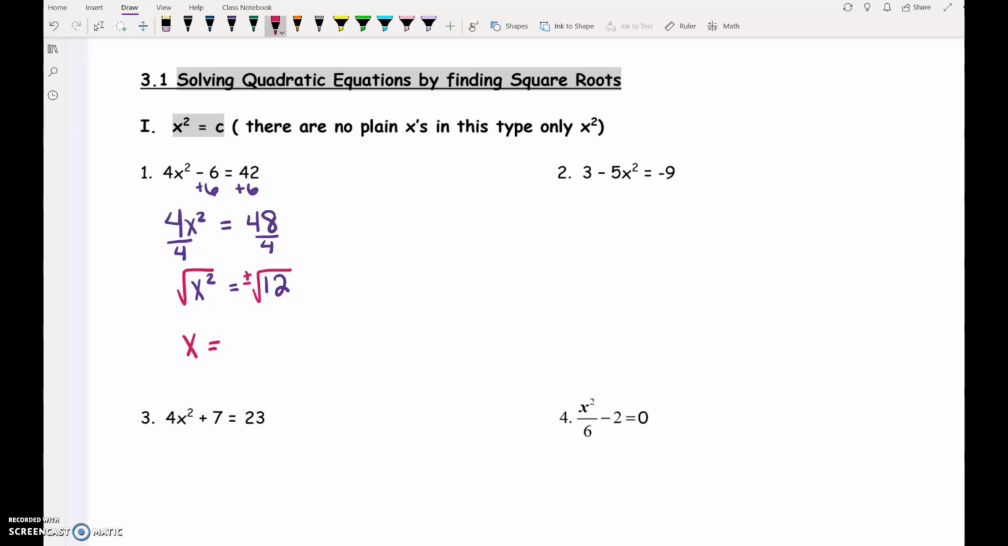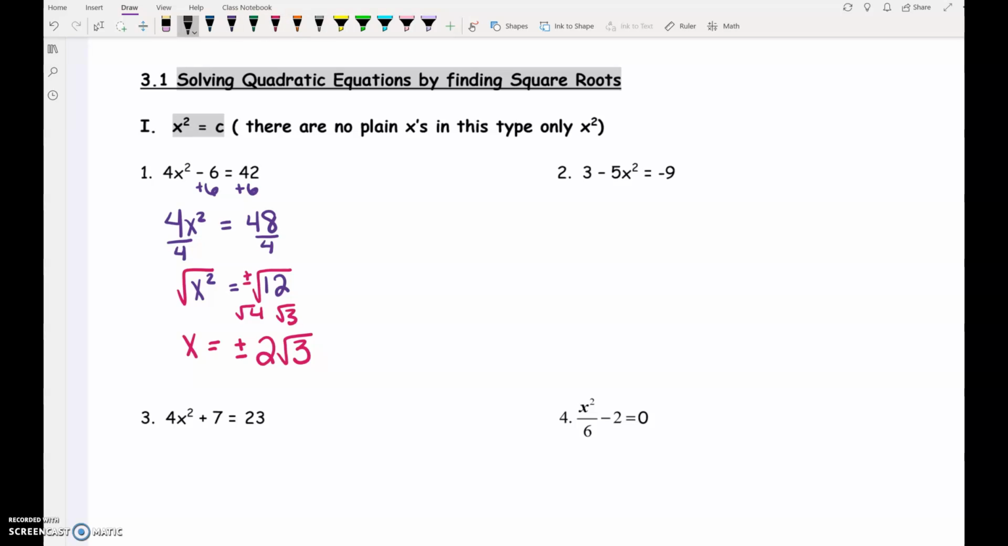Okay, so x equals, can we simplify the square root of 12? Okay, using what we did yesterday, we can break 12 into the square root of 4 times the square root of 3. The square root of 4 is 2, so it's 2 times the square root of 3 with that plus minus in front of it.